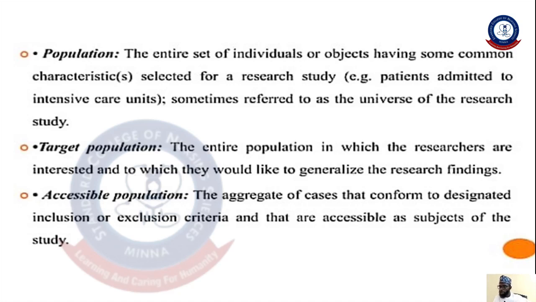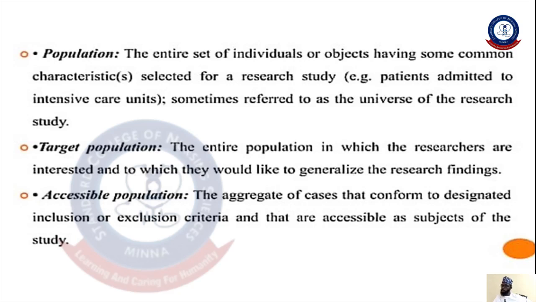Then the next one is target population. Target population is the entire population in which the researchers are interested and to which they would like to generalize the research findings. Like students now. If I say students, these are your targets. If you say patients, patients are your targets. So this is target population. These are things that you need to take cognizance of anytime you are working on research, because these are the questions that sometimes your supervisor will ask you. Which population do you want to use?